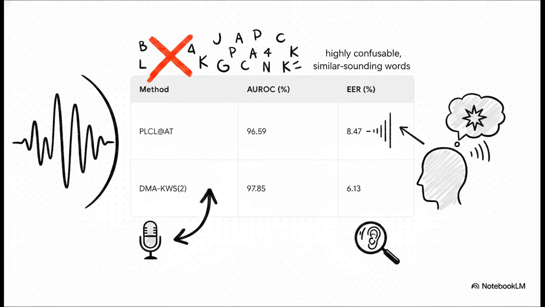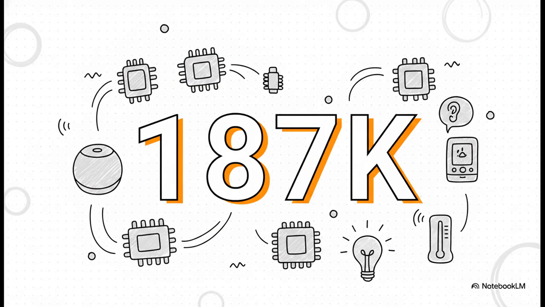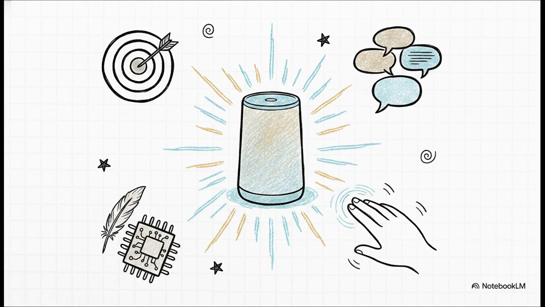It is definitively mathematically better at distinguishing your specific wake word from a sea of background noise. But honestly, the craziest part is how they achieve this without requiring a literal supercomputer. When the system updates and adapts to your voice on the fly, it only updates 187,000 parameters. In the world of AI, where models routinely have hundreds of millions or even billions of parameters, 187K is practically nothing. This means this advanced, highly accurate, continually learning AI can easily run on the cheap, low-power microchips found in everyday smart home devices.